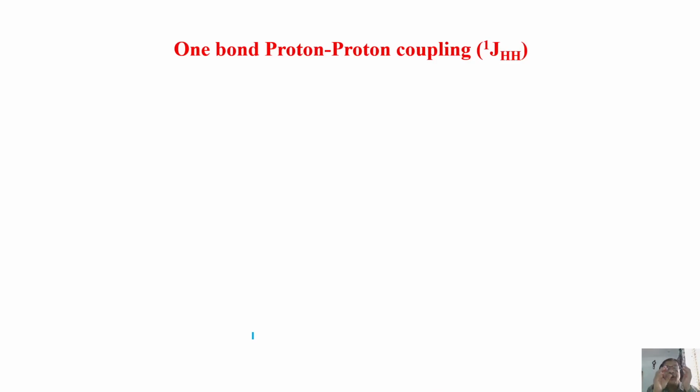I told you one bond coupling is larger than two bond coupling, two bond is larger than three bond, three is larger than four bond, like that. I gave examples. This is a general trend. Don't worry, there will be deviations in many cases, but this is a general trend. Now I consider protons. Which is the one bond coupling between protons I can think of? Which molecule has only one bond coupling?